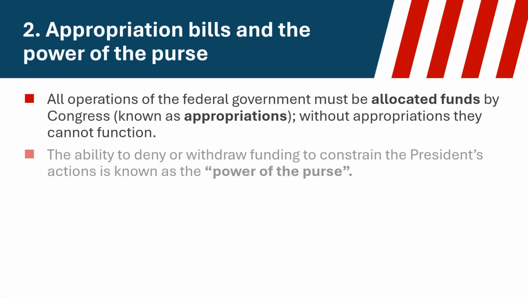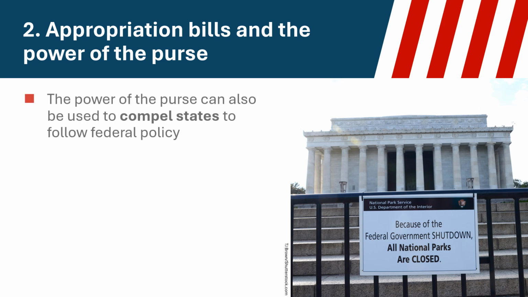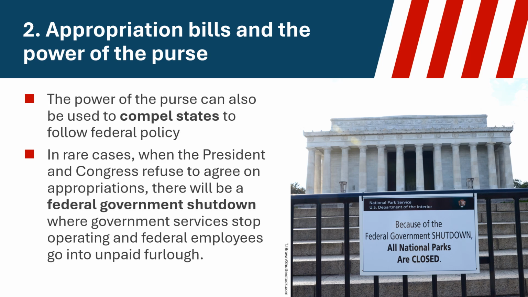Secondly, Congress has responsibility for all appropriation bills and what is known as the power of the purse. All operations of the federal government must be allocated funds by Congress. These are known as appropriations. Without appropriations, the federal government cannot function. The ability to deny or withdraw funding to constrain the president's actions is known as the power of the purse. The power of the purse can also be used to urge states to follow federal policy.